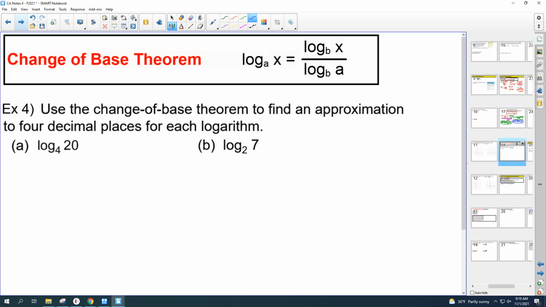So use the change of base theorem to find an approximation to 4 decimal places for each logarithm. Log base 4 of 20. Now, I can't do this in my head, but I can get kind of close. If you remember that a logarithm is equal to an exponent, think of it this way: you've got a base 4, and we're looking for what exponent gets me to 20. What two numbers does the answer have to be in between?